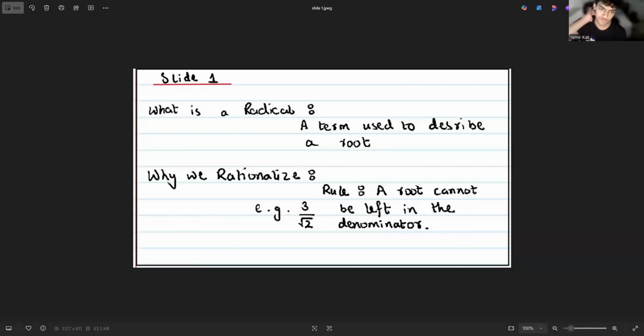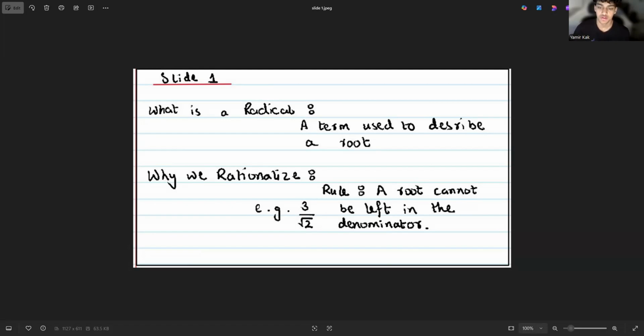So we start off with our first unit, rationalizing radicals and two-term radicals, right? Starting off in this unit and in this lesson, first was to simplify, and remember what is a radical. A radical is described as a root, right? So it's anything under the square root, or anything just under the root symbol, right? And then why do we rationalize?